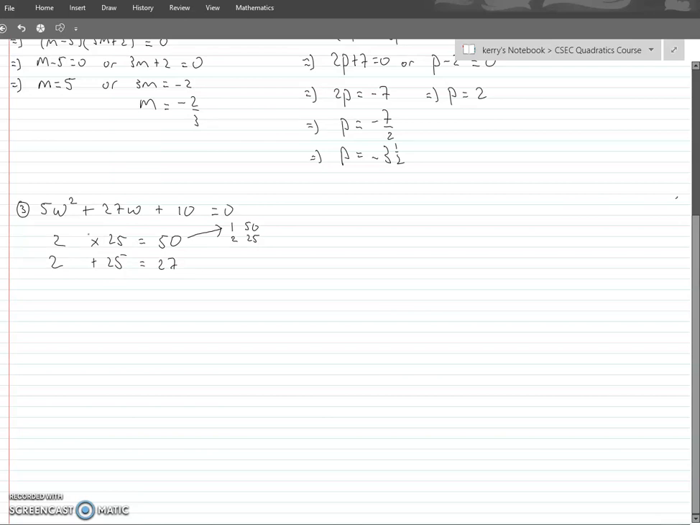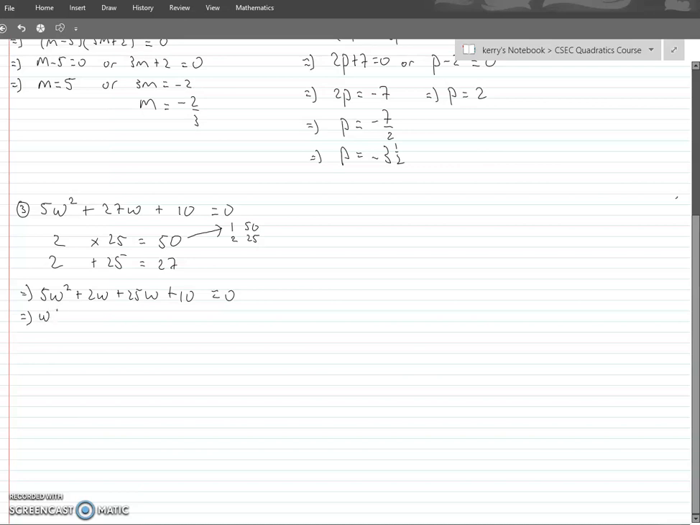You break up your 27W into these two numbers. So they become 5W squared plus 2W plus 25W plus 10 is equal to 0. Again, you could have put the 25W first or the 2W first. It really doesn't matter. From these two terms, what could divide both 5W and 2W?